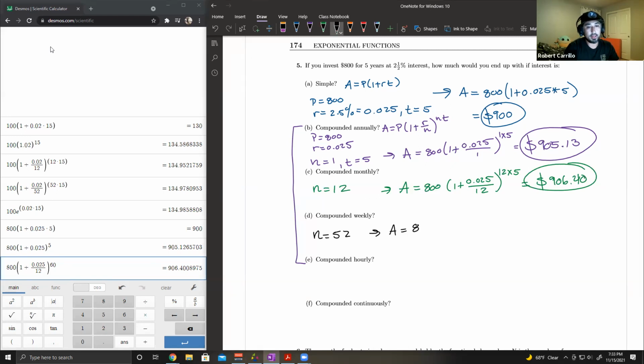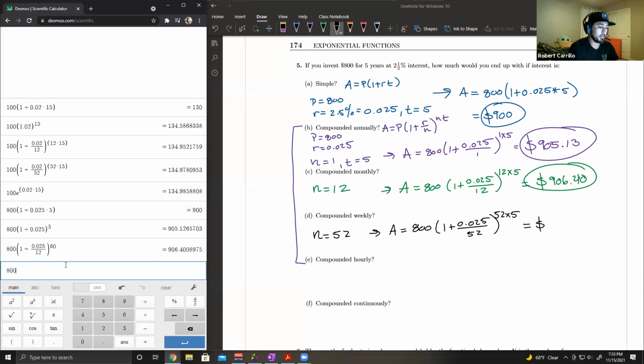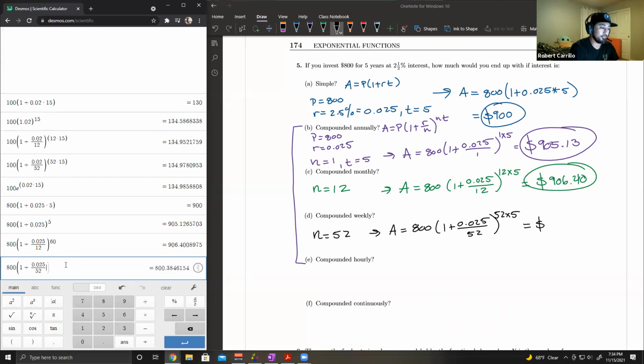And then next is weekly, which is 52. So A would be 800 times 1 plus 0.025 over 52, raised to the 52 times 5. I'll do my parentheses here, 52 times 5. Why not? And we'll have $906.49.